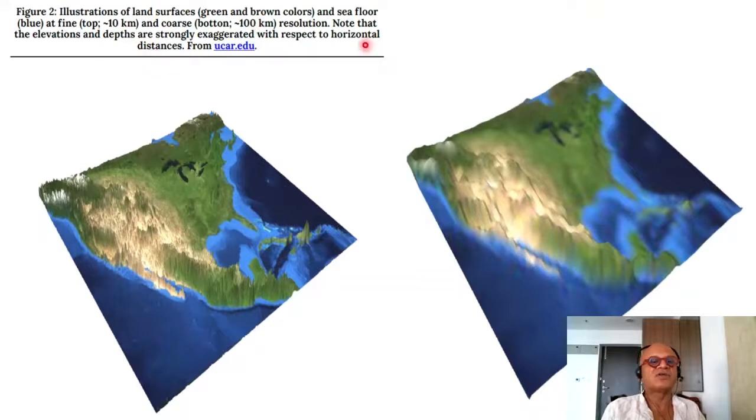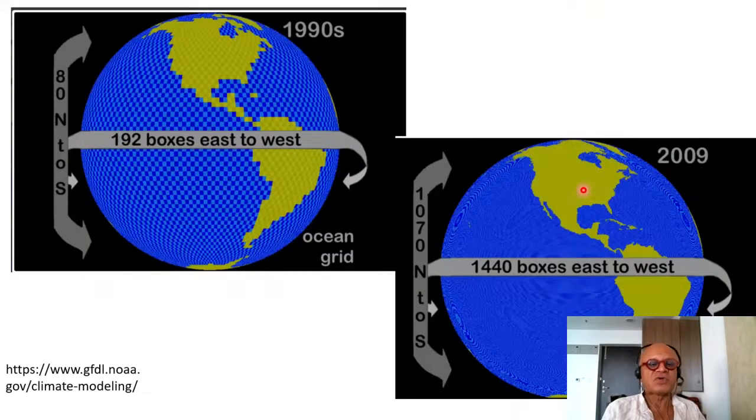Okay, so here note that elevations and depths are strongly exaggerated with respect to horizontal distances. So obviously the US is a massive continent, and these are highly exaggerated with respect to the horizontal scales, just to show that as you increase resolution, the representation of the land and ocean, etc., becomes much better. So you can see the shelf area and the channels in the ocean much better represented here than here. So this is another way to look at it.